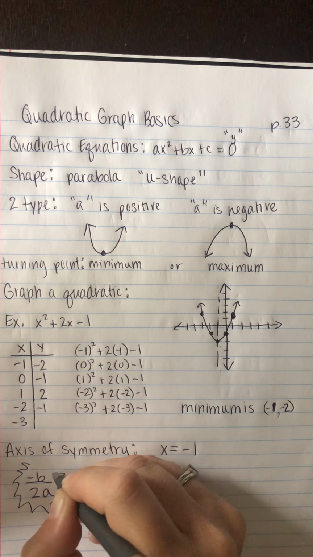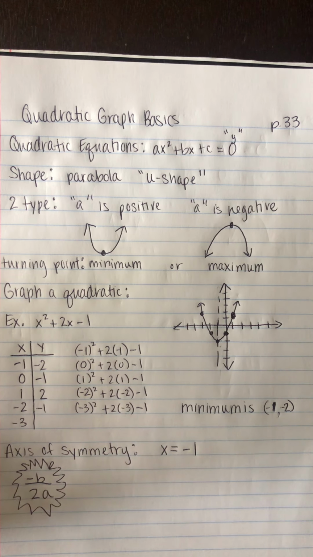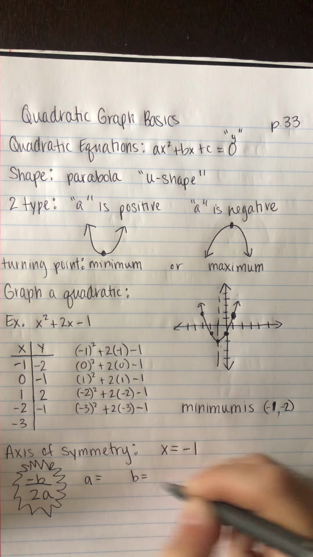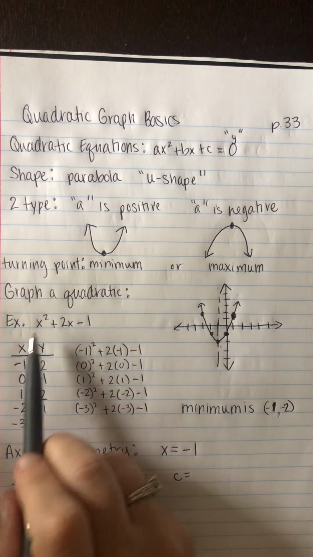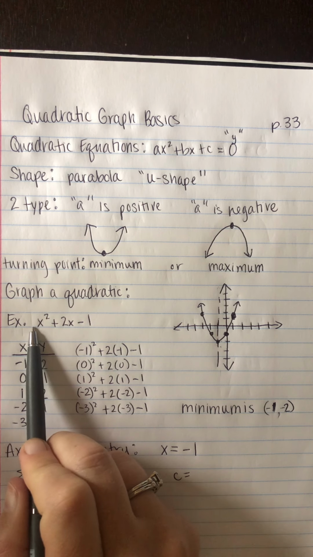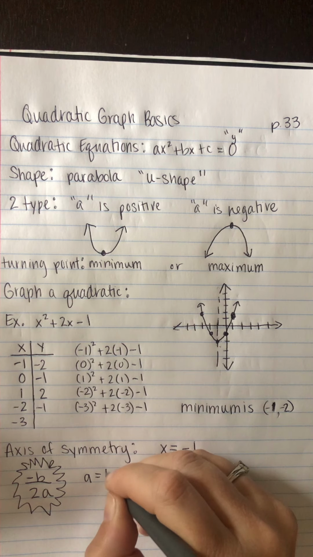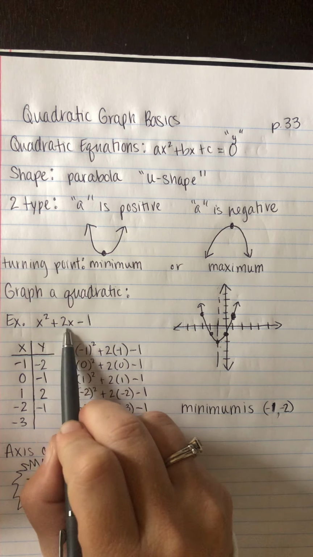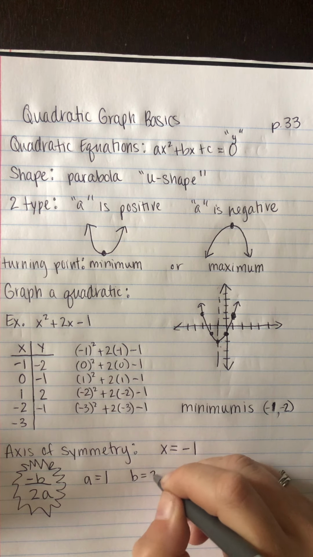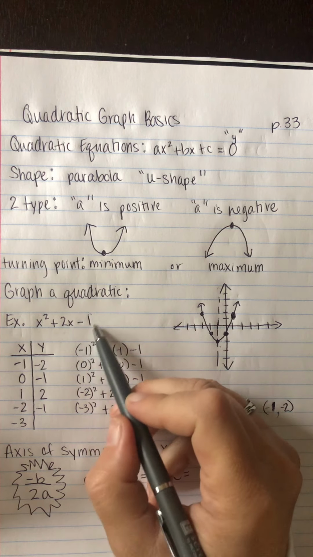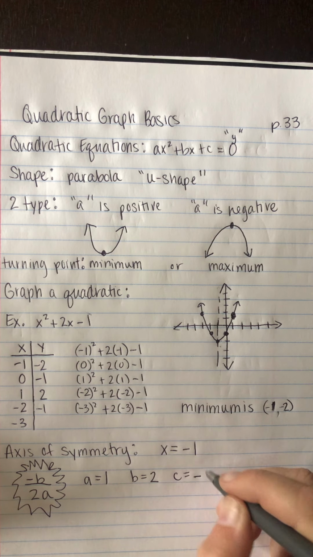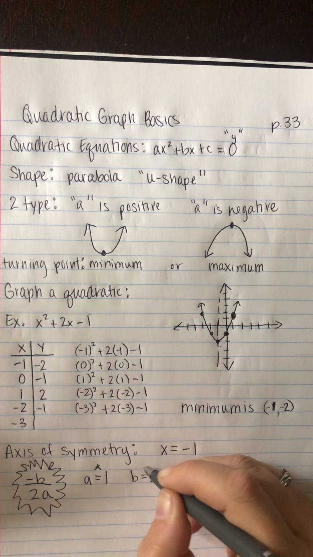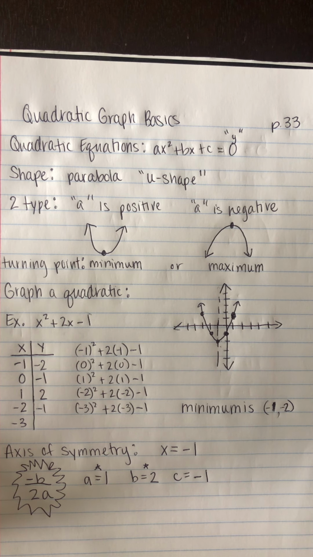So that's our axis of symmetry formula. Now, in order to be able to solve this formula, we have to be able to pick out our a, b, and our c. So that's the first thing we're going to do. So our a value from up here, if there's no number in front of your x, we know that a is equal to 1. The b value is the coefficient of this x. That would be +2. And your c value is your constant. So that would be -1. So the only ones we're really using is this a value and this b value.